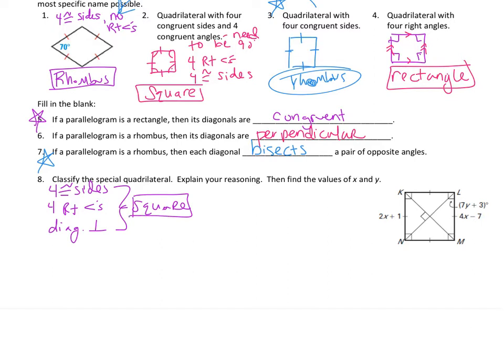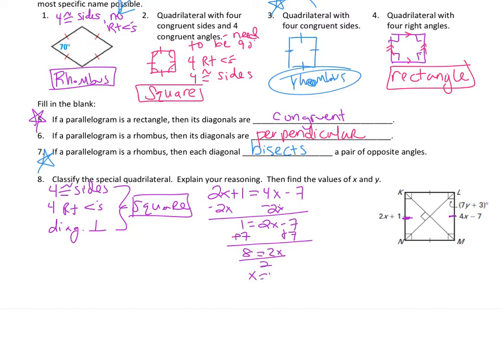Next, we need to find the values of x and y. So because we know it is a square, and we see that opposite sides are congruent to each other, so these 2 sides are congruent, I can set those equal. So 2x plus 1 should equal 4x minus 7. So when we solve this, if we subtract 2x off of both sides, that gives us 1 equals 2x minus 7. We can add 7 to the other side. So we get 8 equals 2x. Divide both by 2, and x is going to equal 4.